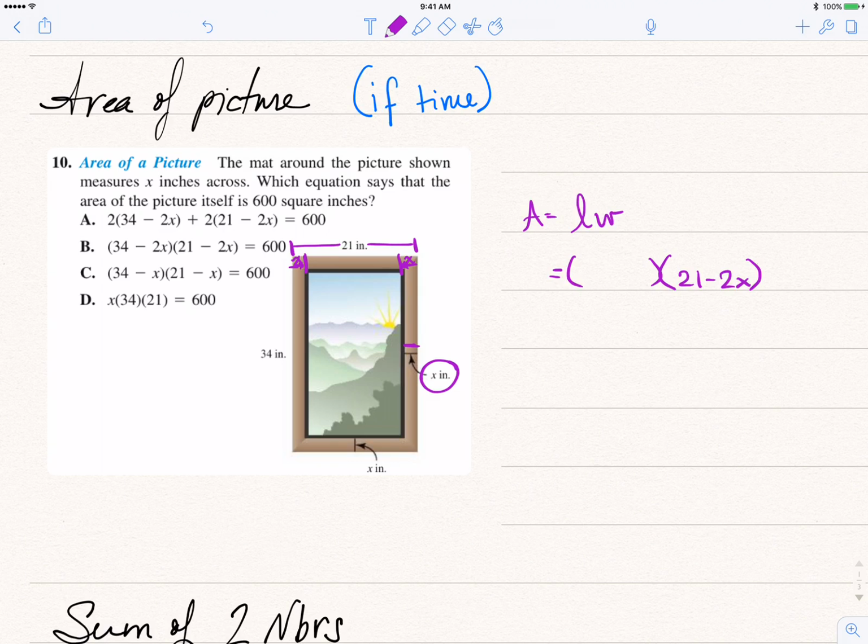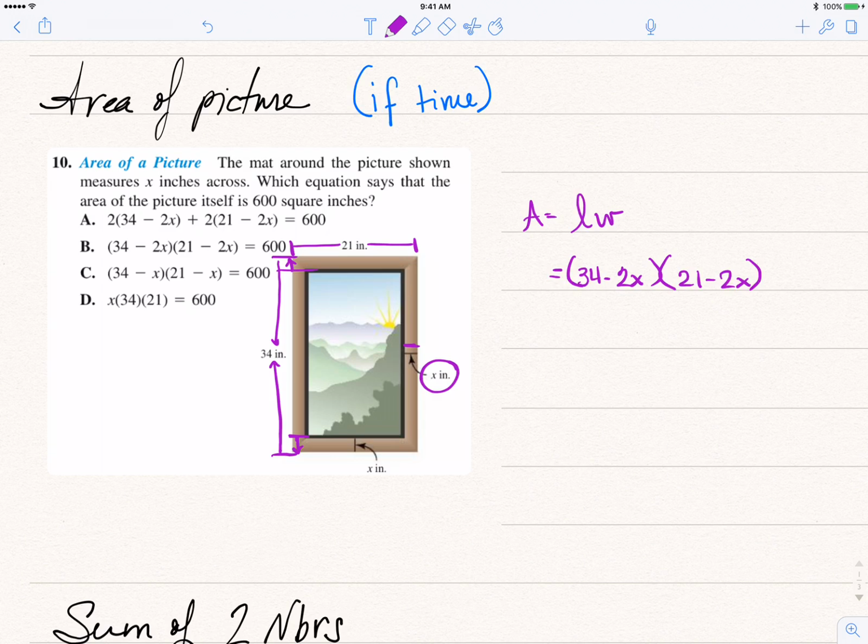Let's do the exact same thing for the height, or in this case, the length of the picture. We notice that the full height of our picture is 34 inches. But again, there is X up here at the top being taken up by X inches. And there's this right here that's being taken up by X inches. So I have a total of 34 inches minus 2X for the width of that mat.